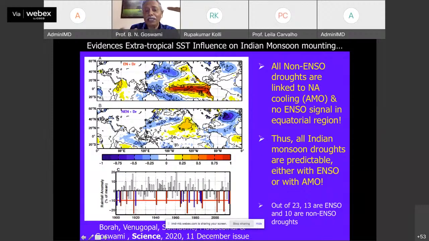Nowhere is there a major signal. So the tropics is in transition between El Nino and La Nina, and the only SST signal that is there is in the extratropics. So there is a clear indication that SST in the extratropics may have influenced the drought years in the monsoon. And how did they do that?